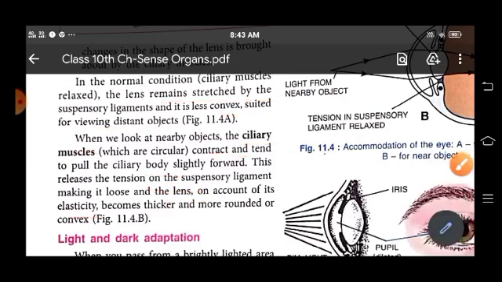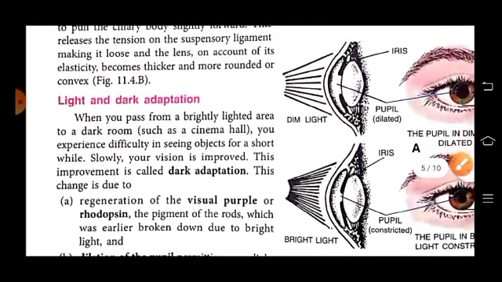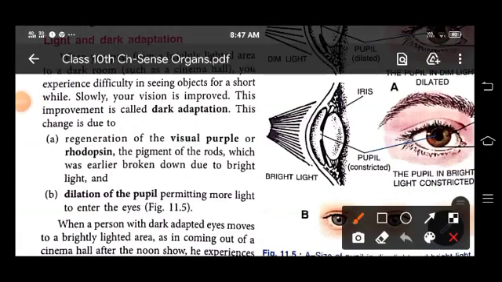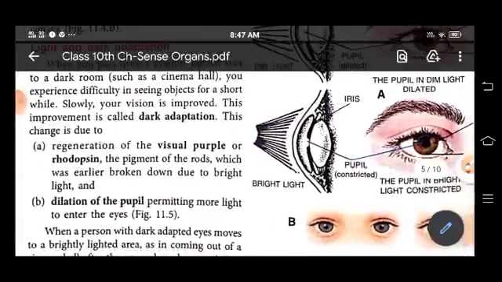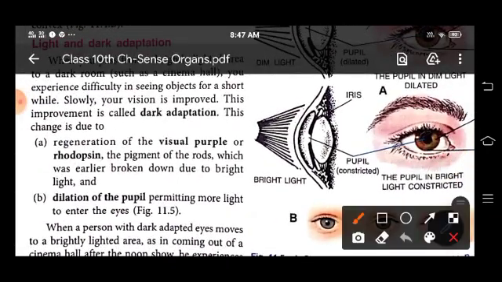Now there is light and dark adaptation also, children. When we pass from a bright area to a darker area, we experience difficulty in seeing objects for a short while. And we also see that slowly our vision improves. This is known as dark adaptation. The reason behind it, children, is that the visual purple or rhodopsin, which was earlier broken down in bright light, gets regenerated, and the dilation of the pupil permits more light to enter the eyes.